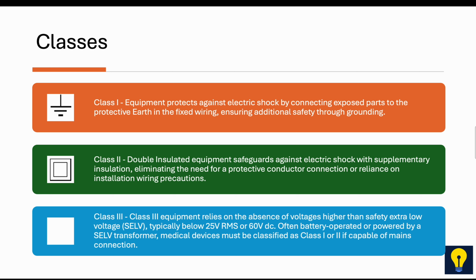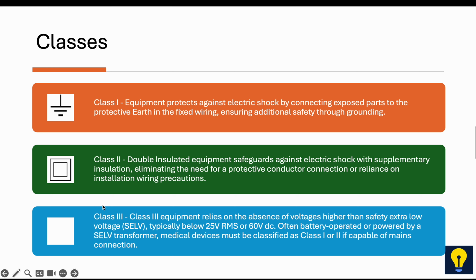So we'll start with class 1. Class 1 medical devices are normally symbolized with this earth point, as you can see from this picture here. The equipment is normally protected against electrical shock by connecting the exposed parts to a protective earth in the fixed wiring. So you normally see the symbol on the back of medical devices.